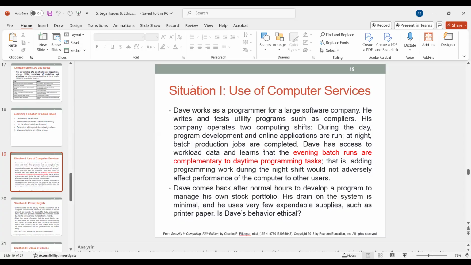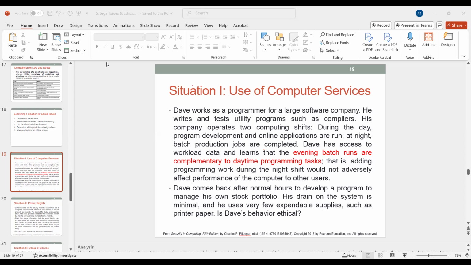So this is not ethical. This is unethical. Why am I saying it is unethical? Maybe in that paragraph it is mentioned that after he completes his work, during the night shift, there are very few tasks going on. So he realized that we don't need to utilize all the resources, and most of the resources sit idle without doing any task. So he uses those computing resources to carry out his personal work, his personal stock portfolio development.